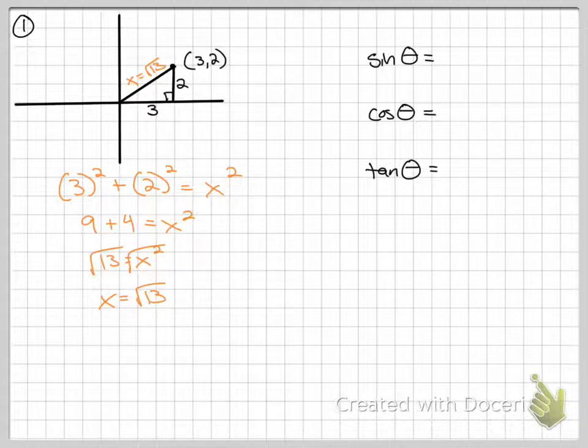Now that we have all our sides, we're going to fill in SOHCAHTOA. I want to mention real quick, because it's going to change on the next slide, the hypotenuse is always a positive number. So when I got the square root of 13, it's positive square root 13. I'm going to talk about it more on the next slide.